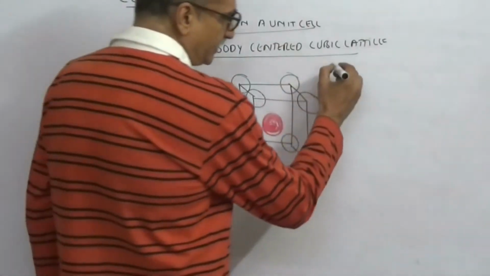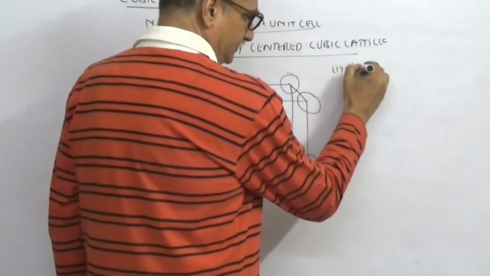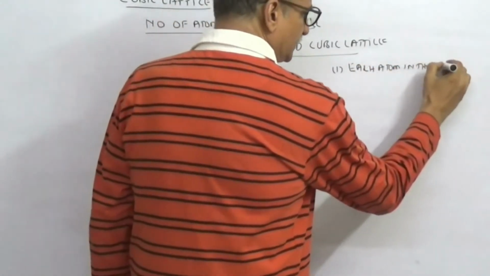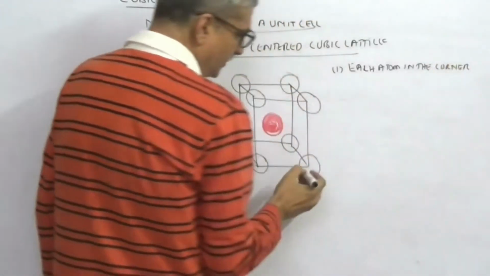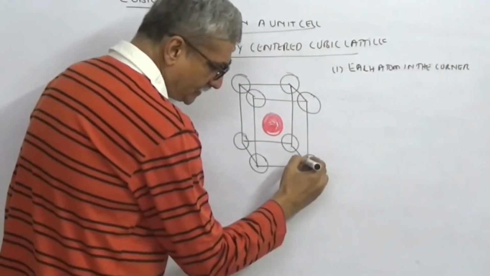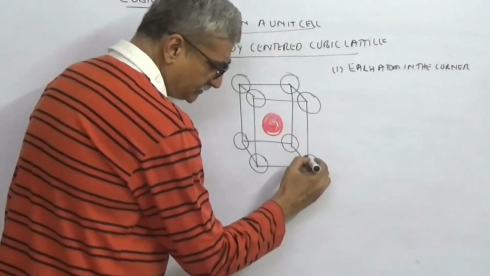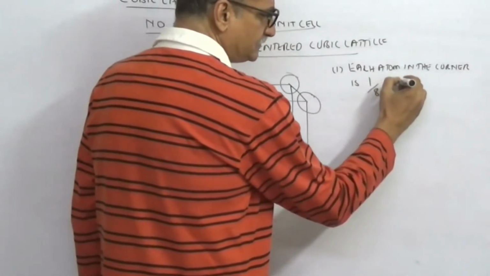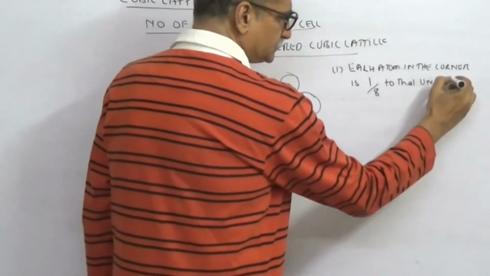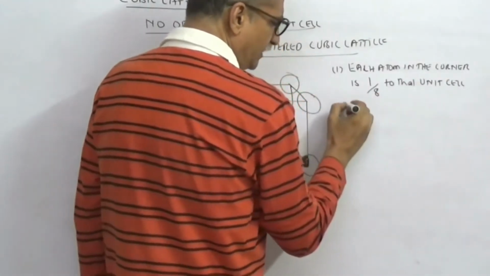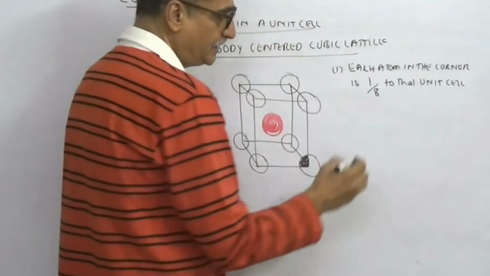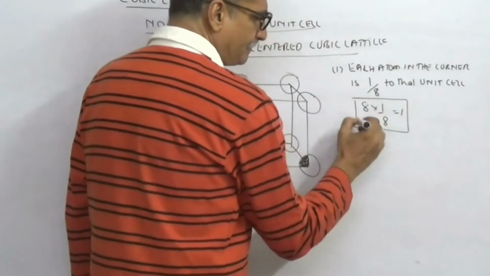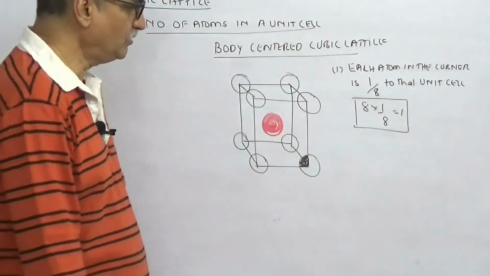So each atom in the corner, this fraction I am talking about, is contributing 1/8 to that unit cell. Then what is the second one? How many corners are there? 8 into 1/8 will be equal to 1.